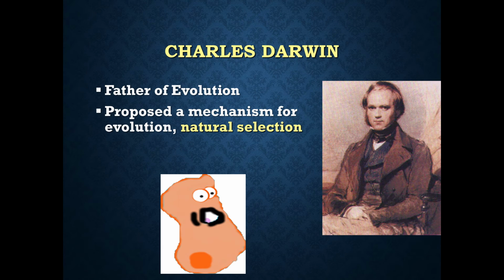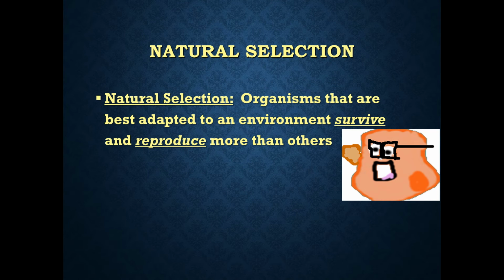Charles Darwin is the father of evolution. Charles Darwin proposed a mechanism for evolution called natural selection. Natural selection is when organisms that have best adapted to their environments survive and reproduce more than others.